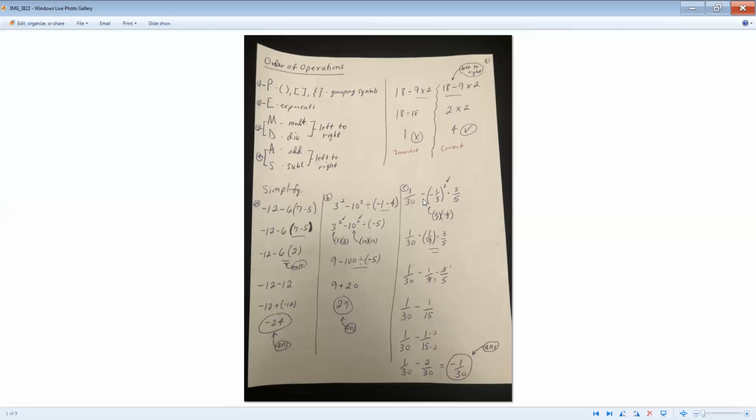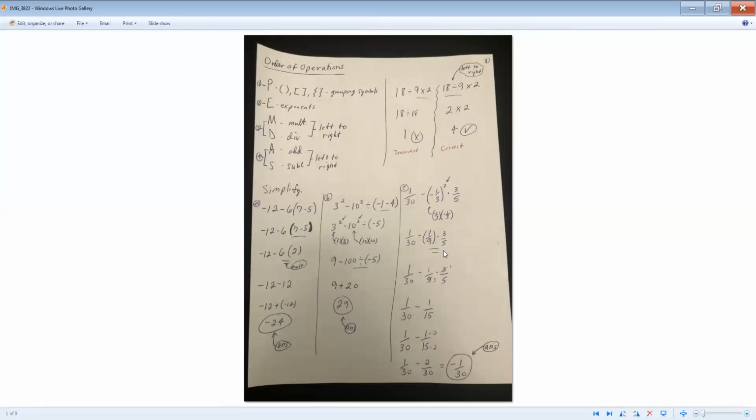Be careful, the negative times a negative is not going to take place yet because the square is stopping these negatives from being applied to each other. We have to first apply the square, and then we'll look to see if we have a negative applied to another negative. But what happens here, we have a negative 1/3 times a negative 1/3 because of the square. That'll give me a positive 1/9. So now there isn't a double negative here. So we have 1 over 30 minus 1 over 9 times 3 over 5.